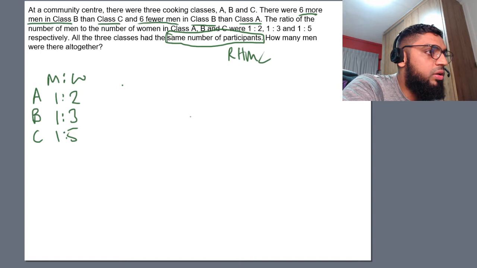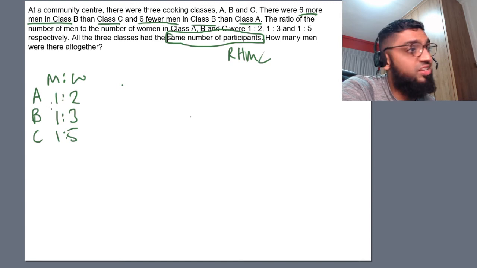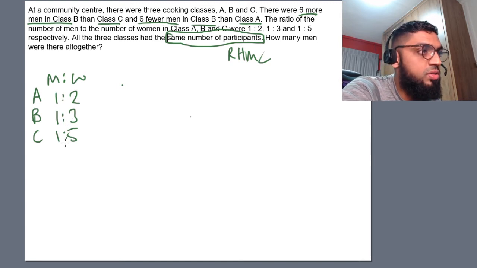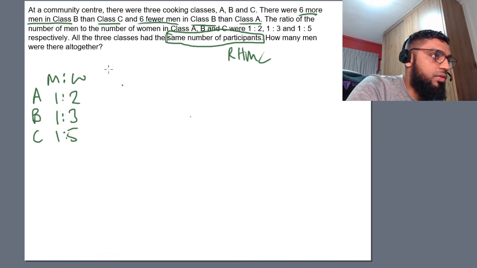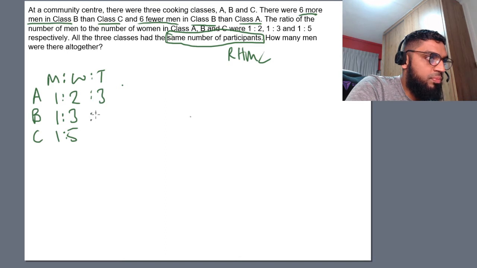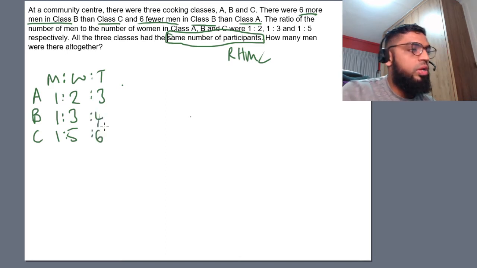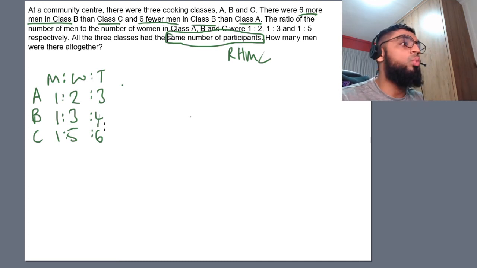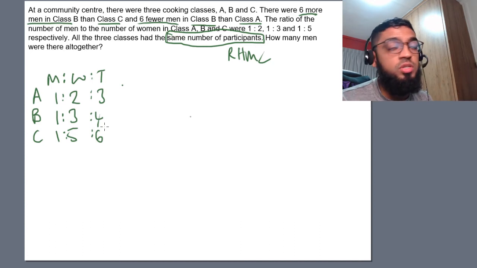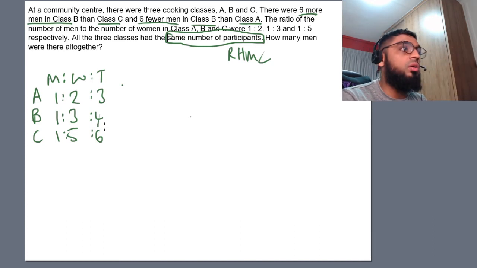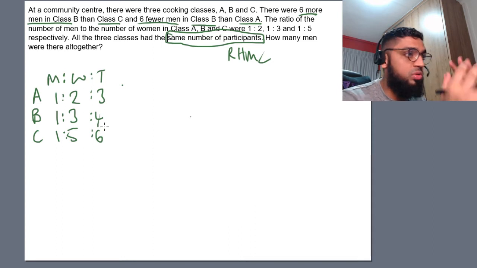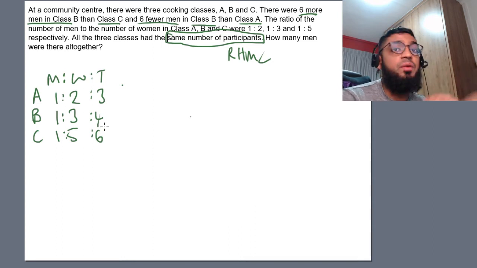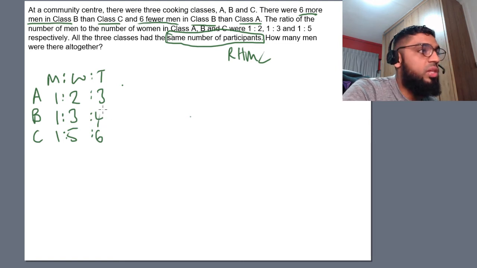But if you notice very quickly, the ratio is not the same, because for class A, the total ratio is 3 units, class B is 4, class C is 6. So I developed for myself a total ratio first. Let me explain why we do this. When we see that the total number of participants or people or things is the same, we have to make the ratio the same as well, so that we can do a direct comparison. We can actually tell how many units is man, how many units is woman for A, B, and C. We can compare directly, but we can only do that when the total ratio is the same.